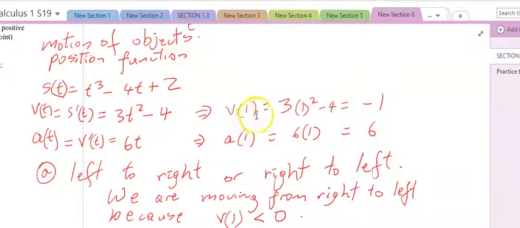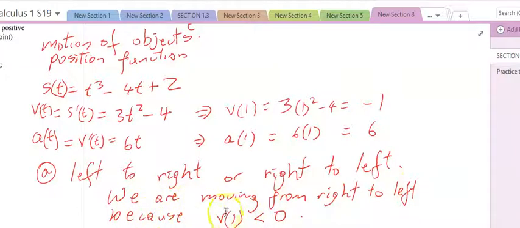Let's look at v of 1. V of 1 is equal to 3 times 1 squared minus 4, that's equal to negative 1. And let us also look at the a of 1. A of 1 is equal to 6 times 1 equals 6. Now, are we moving from left to right, or are we moving from right to left? Notice that we are moving from left to right.